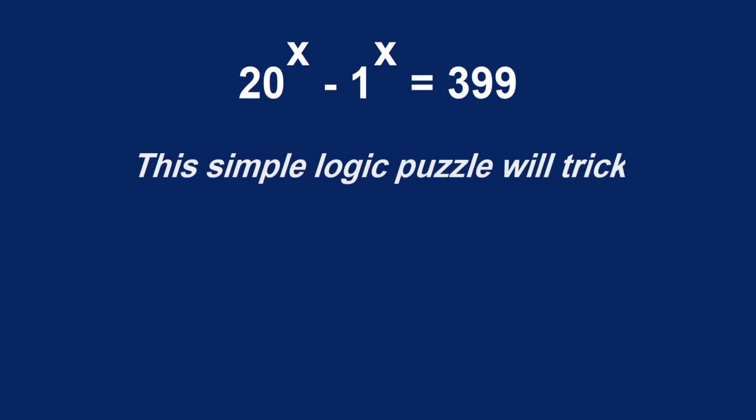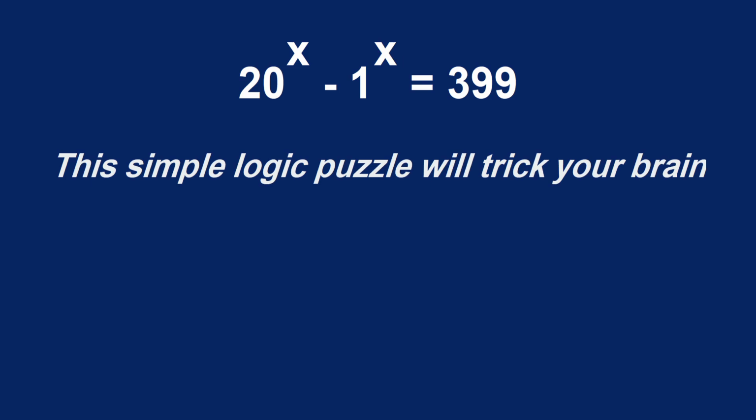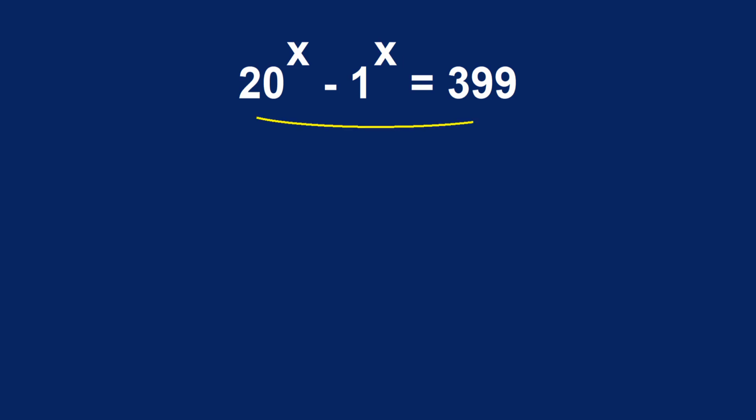In this future episode, we have this problem: 20 to the power x minus 1 to the power x equals 399, and we want to get the value of x. The problem might look difficult, but it becomes easier if you break down the number 399 into two numbers such as 21 times 19.